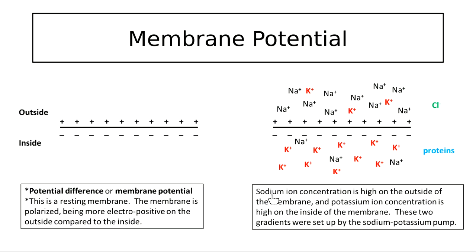Now look at the definition here. Sodium ion concentration is high on the outside of the membrane, and potassium ion concentration is high on the inside of the membrane. These two gradients were set up by the sodium-potassium pump. So there is a membrane pathway set up in this membrane called the sodium-potassium pump. And we're not going to get real deep into that. We're just going to talk about the pump and show a very simplistic diagram of how it works, okay? But it's called the sodium-potassium pump.